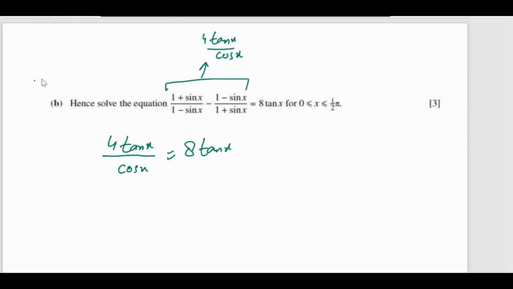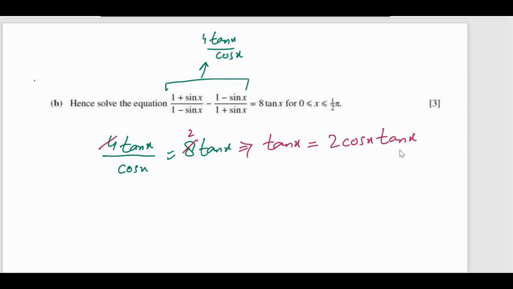Now from here we can simplify it further. We can cancel out 4 with 2. So here this will be tan of x is equal to 2 cos of x tan of x.